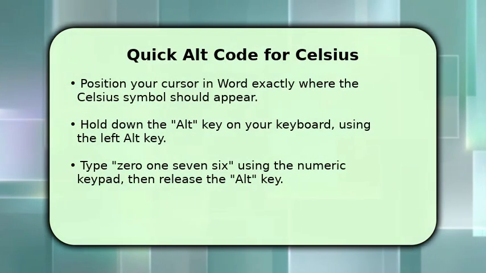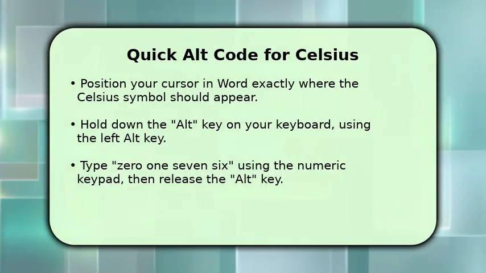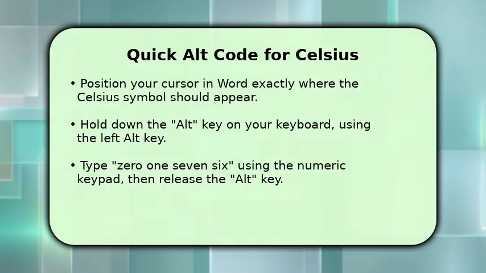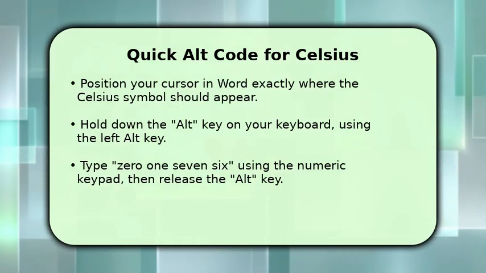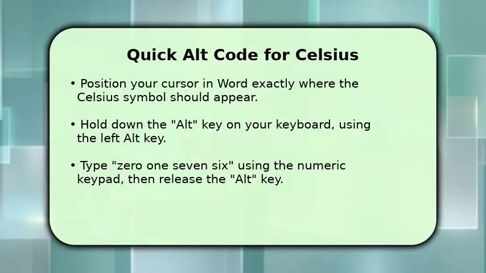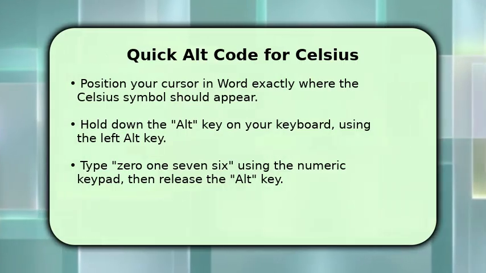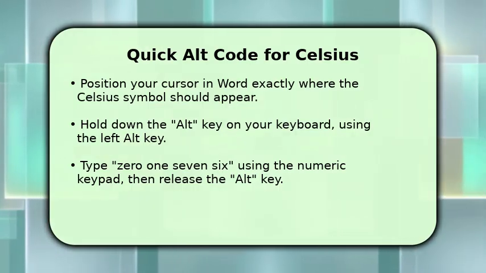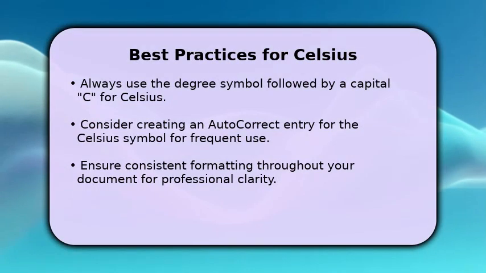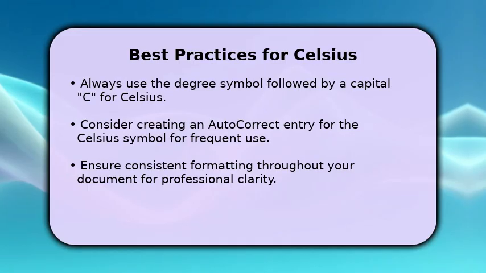For a faster way to insert the degree symbol, you can use an alt code. This method is particularly efficient if you frequently need to add temperature readings. Simply hold down the alt key and, using your numeric keypad, type the numbers 0176. Releasing the alt key will instantly insert the degree symbol. Remember to follow it with a capital C for the complete Celsius notation. To maintain consistency and professionalism, always use the degree symbol immediately followed by a capital C for Celsius.